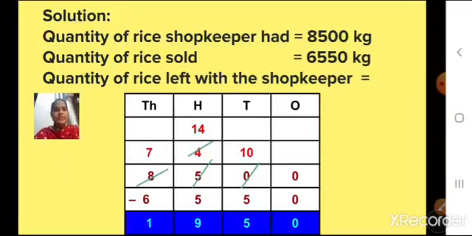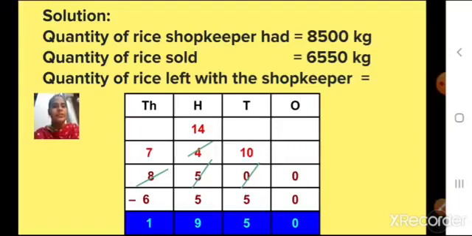Now, the first statement will be: quantity of rice shopkeeper had is equal to 8,500 kg. Then quantity of rice sold. We are using the word quantity here because kg is given, it is weight. So we use the word quantity. Then quantity of rice sold is equal to 6,550 kg. Then quantity of rice left with the shopkeeper. For finding that, we have to subtract.